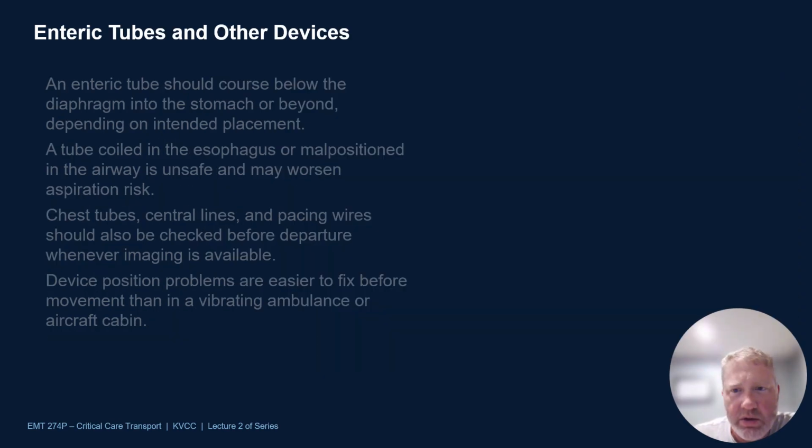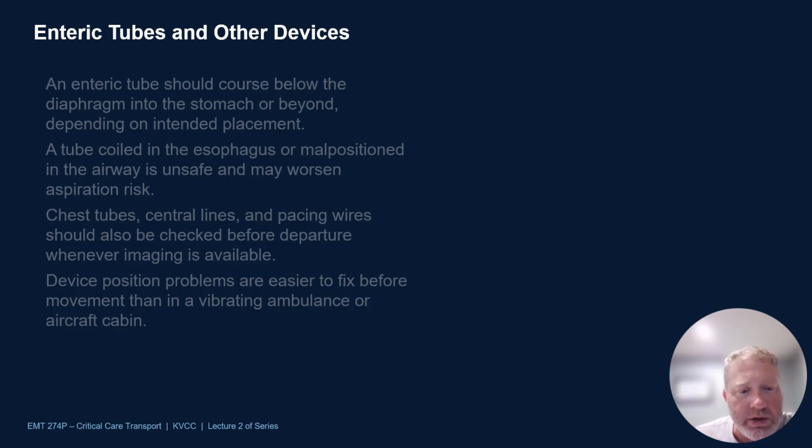I did not have a good visual for this, but when you're looking at other tubes and lines, if they've got a feeding tube, the feeding or the enteric tube should be below the diaphragm into the stomach or even beyond that, depending on the intended placement. If you've got a tube that looks coiled in the esophagus or malpositioned in the airway, that can really increase the aspiration risk and overall harm for the patient.